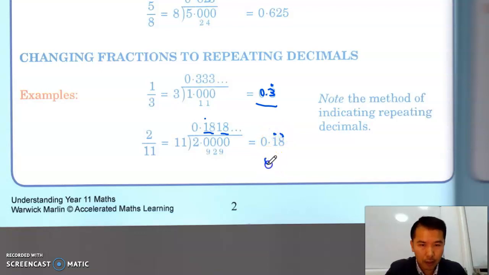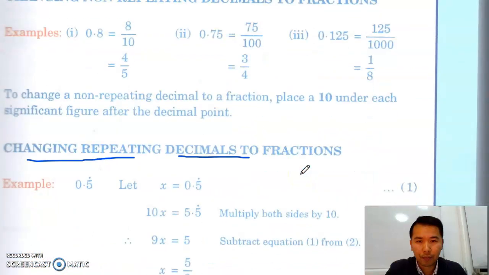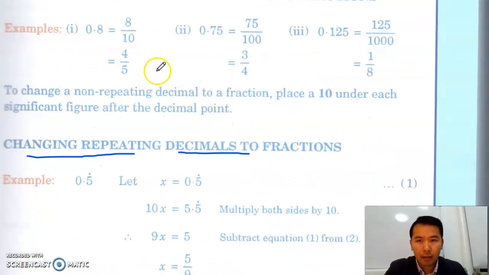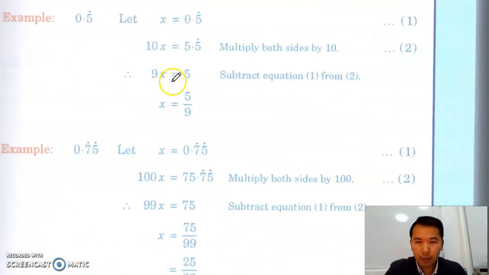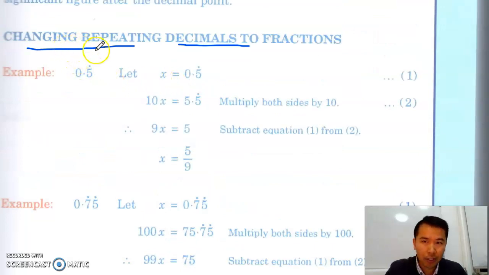These 2 dots mean that 0.18, 0.18. So 18 is being repeated many times, so that's why we have these 2 dots. This is straightforward. What about when you want to change repeating decimals to fractions?